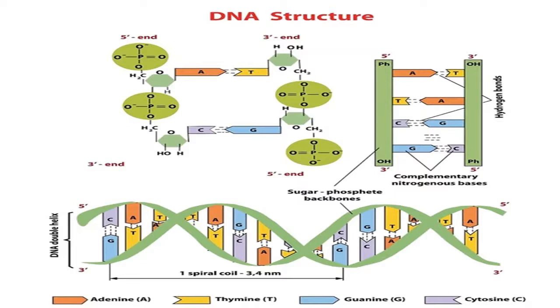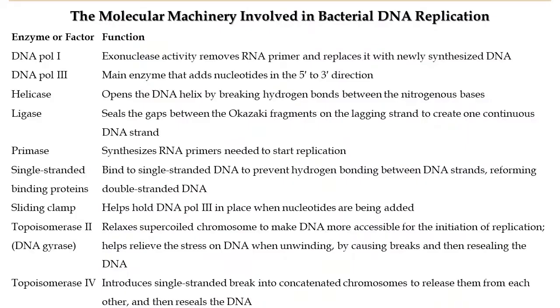Now this is your double helix which is ideally formed. It's a spiral coil-like structure. It's a right-handed coil. The pitch of the helix is approximately 3.4 nanometers. So the distance between two consecutive base pairs is 0.34 nanometers, and per turn you have 10 nucleotides. So this is your DNA double helix which is ideally formed.